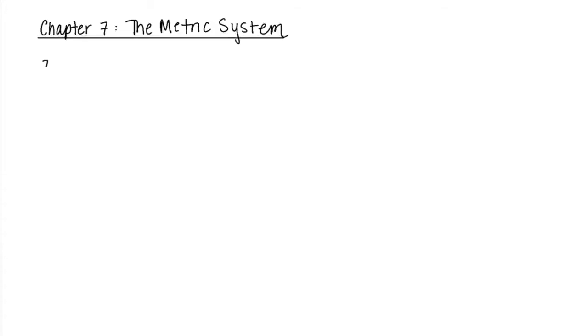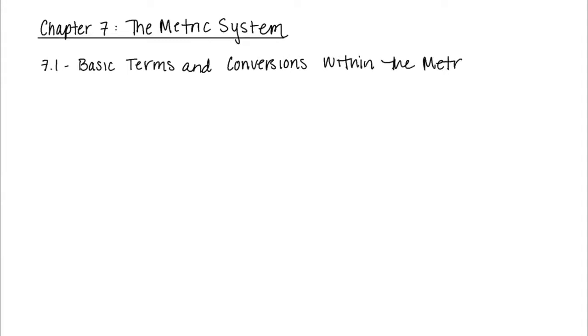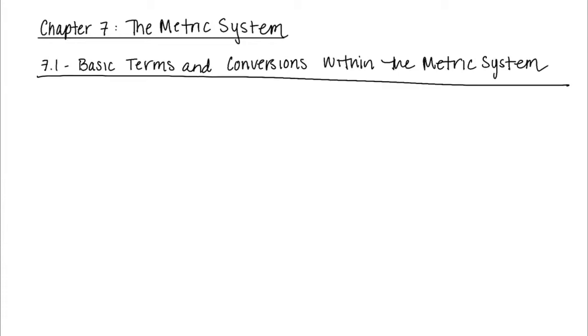We're going to start in chapter 7, which is about the metric system. And the first section we're going to go through is 7.1, which is about basic terms and conversions. Purely within the metric system. And then we'll talk about converting just in a general sense.